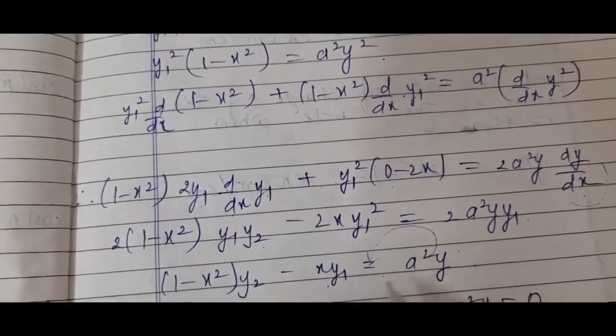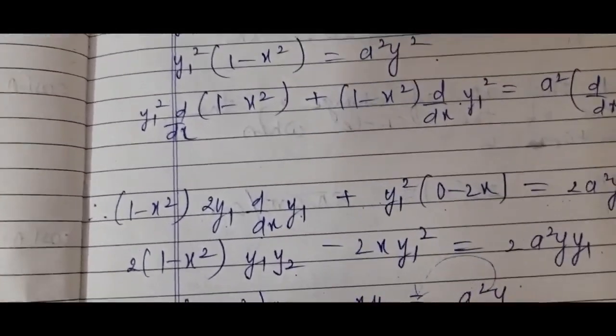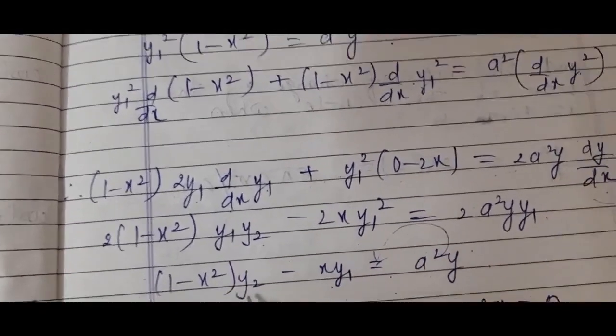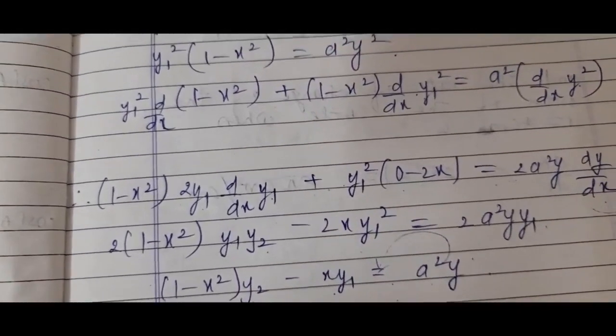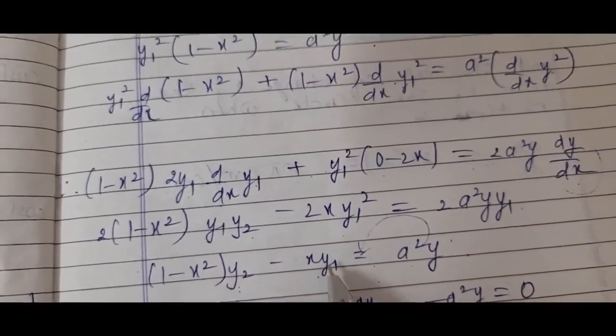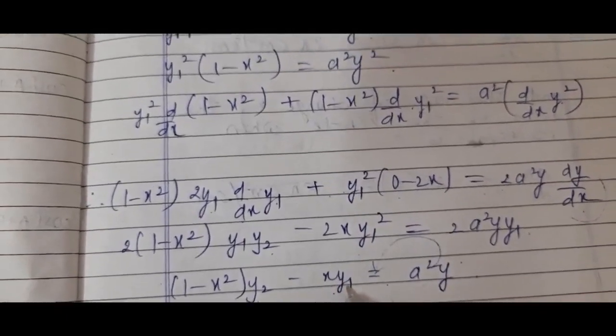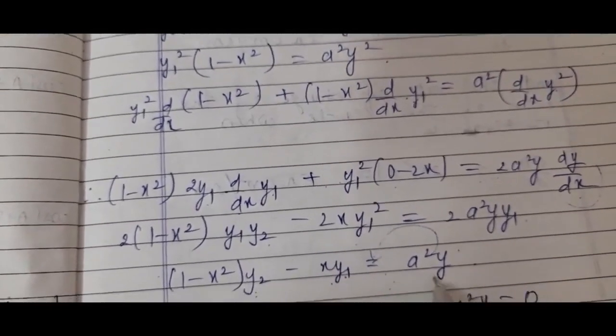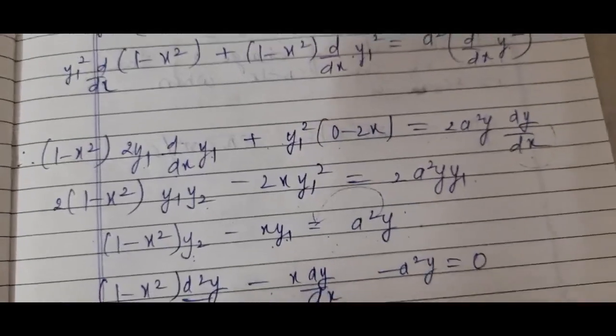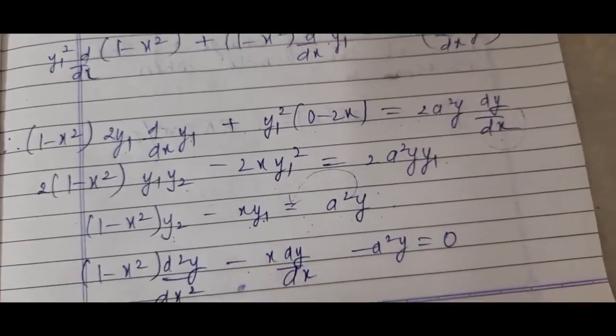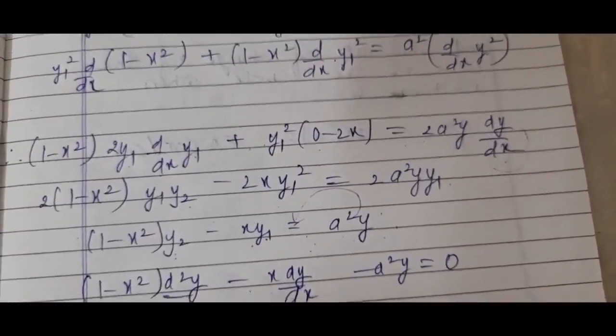Now taking this on the other side we get (1 minus x square) y2, but in place of y2 we can write d square y by dx square, minus x, in place of y1 we can write dy by dx, minus a square y equal to 0, hence proved. So here we have finished this chapter. Complete this exercise in your fair book.